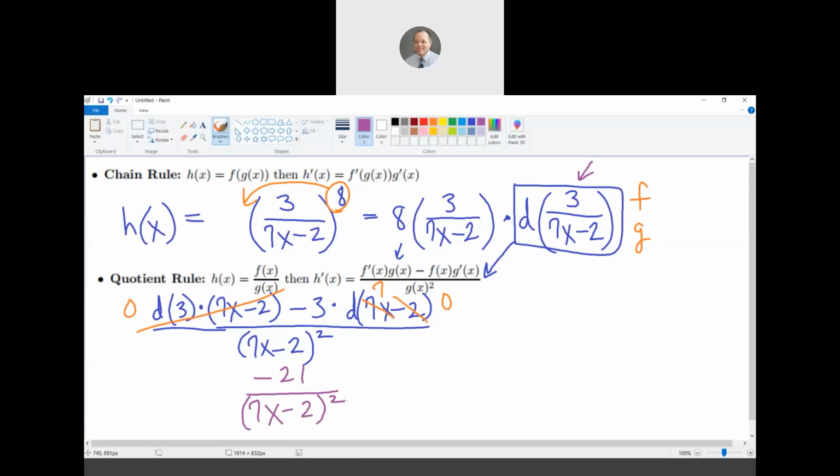Oh, I noticed I made a bad mistake at the beginning. When I used the power rule by moving the 8 to the front, I forgot to subtract 1 from the 8. So sorry for that omission. That should be to the 7th power. So just bring that down and put it in the front.